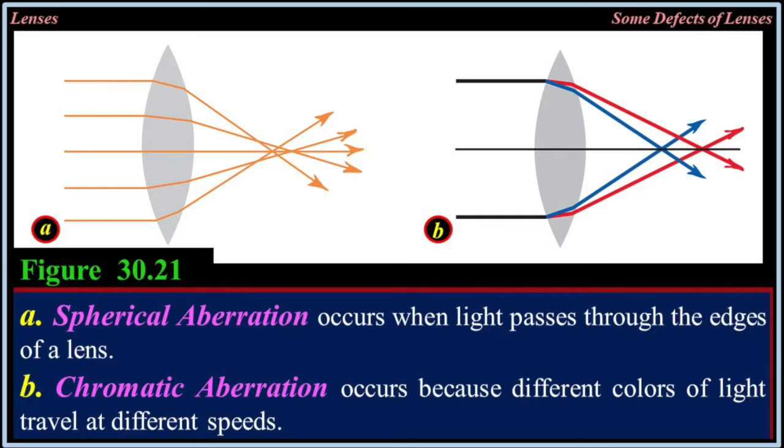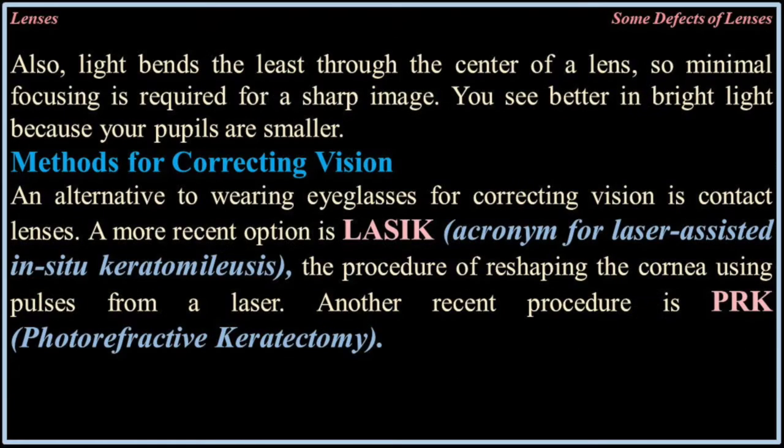In the eye, vision is sharpest when the pupil is smallest because light then passes through only the center of the eye's lenses, where spherical and chromatic aberrations are minimal. Also, light bends the least through the center of the lens, so minimal focusing is required for a sharp image. You see better in bright light because your pupils are smaller.